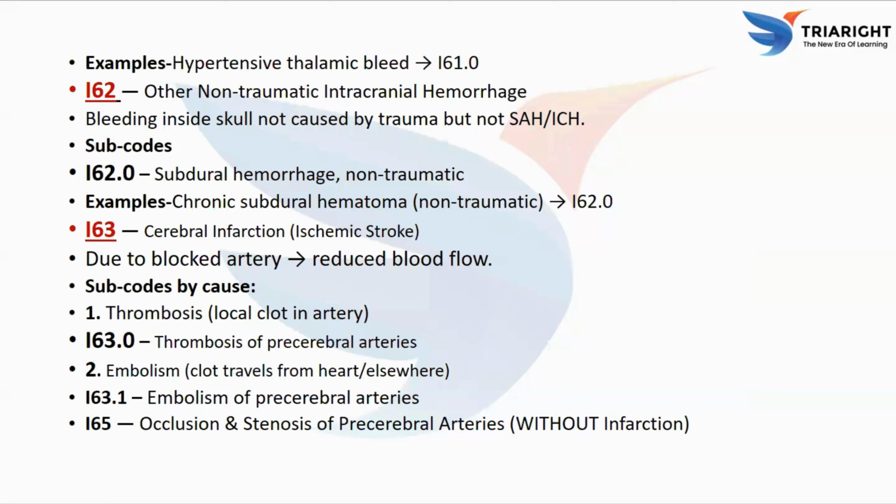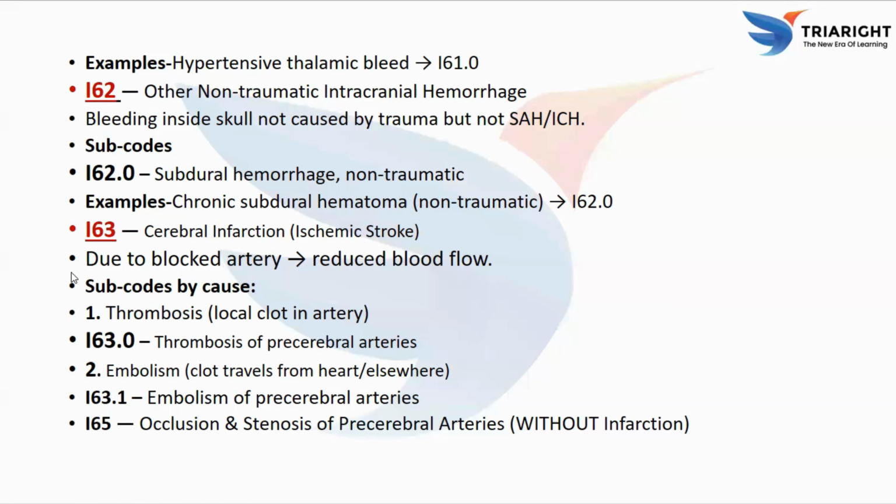So what is the subcode example of I62? I62.0 for subdural hemorrhage, which is non-traumatic. A subdural hematoma forms slowly, often in elderly patients, so there may be no history of injury. What is the example for subdural hemorrhage? A chronic subdural hematoma, which is a non-traumatic one. It is I62.0. So whenever a non-traumatic subdural hemorrhage is diagnosed, you have to assign the code I62.0.